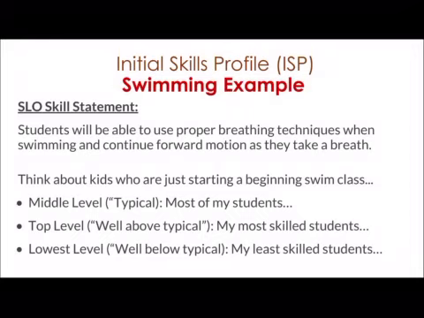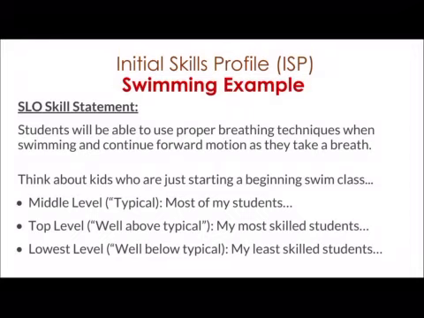So now what we're going to do is look at an initial skills profile, and we're using a swimming example because it is a neutral example. It's a non-academic sample, but I think it helps to illustrate where you will put kids and how this will make sense. So the skill statement is, students will be able to use proper breathing techniques when swimming and continue a forward motion as they take a breath. So kind of start to think about kids that are coming into a beginning swim class.